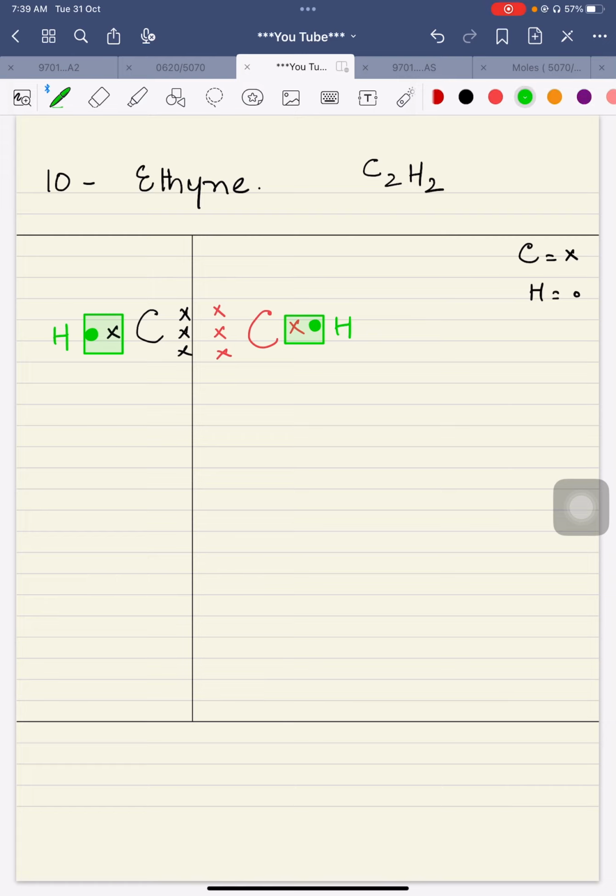And there is only one sharing region between the two carbon atoms, in which there are 6 electrons, or you may say 3 pairs of electrons. One pair of electrons, single covalent bond. Two pairs of electrons, double covalent bond. Three pairs of electrons, triple covalent bond.